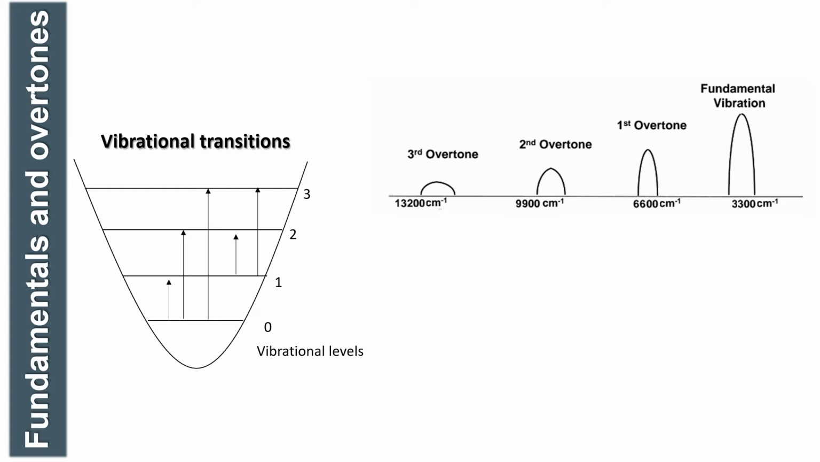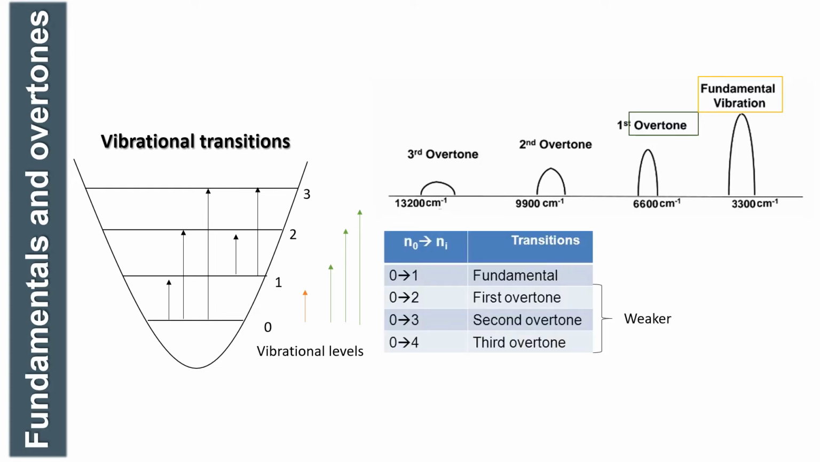When the transition is from the ground state to the first vibrational level, we call this transition the fundamental transition. And when it is from the ground to the second, third, or fourth level, we call these overtones. You will also hear mention of combination bands. These occur when two or more fundamental vibrations are excited at the same time. It's important to note here that the overtone bands are weaker bands and that they occur in the NIR range, whilst the fundamental transitions occur in the mid-infrared region.